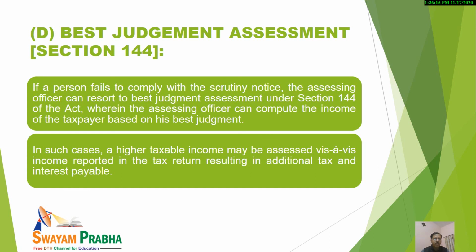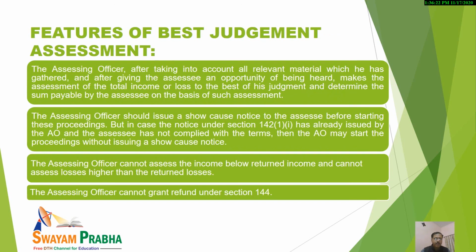And it is quite possible that in such cases, in case of best judgment assessment, a higher taxable income is assessed vis-a-vis the income reported by the assessee in the tax return, and it may result in additional tax and even additional interest payable by the assessee. So one thing is clear, that we should cooperate with the orders, with the notices issued by the Income Tax Department. In case we are not complying with that notice, as we are discussing, the AO may go for best judgment assessment.